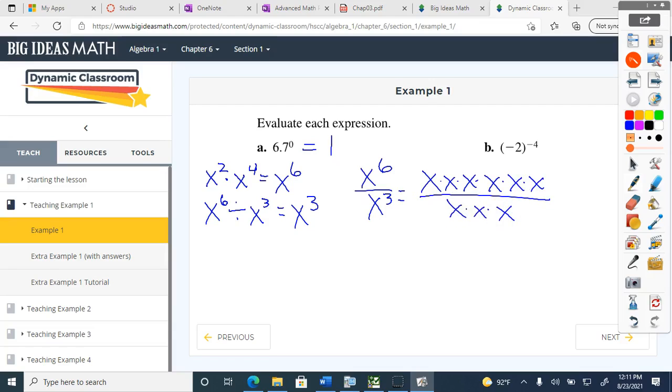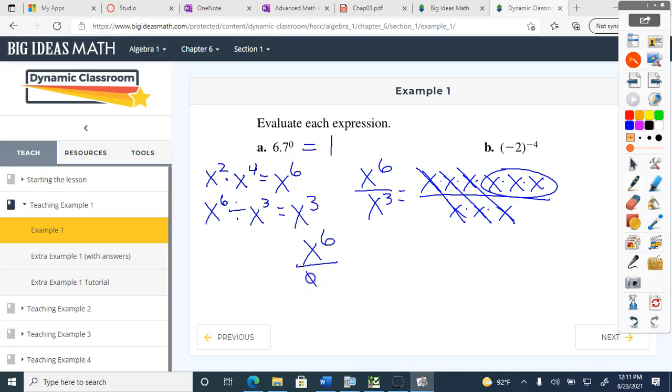Okay? So x to the 6th literally means x times itself 6 times. X to the 3rd is x times x times x, 3 times. All right? These 3 all cancel out, and I'm left with x to the 3rd. Okay? So I did all of that to make you understand this.